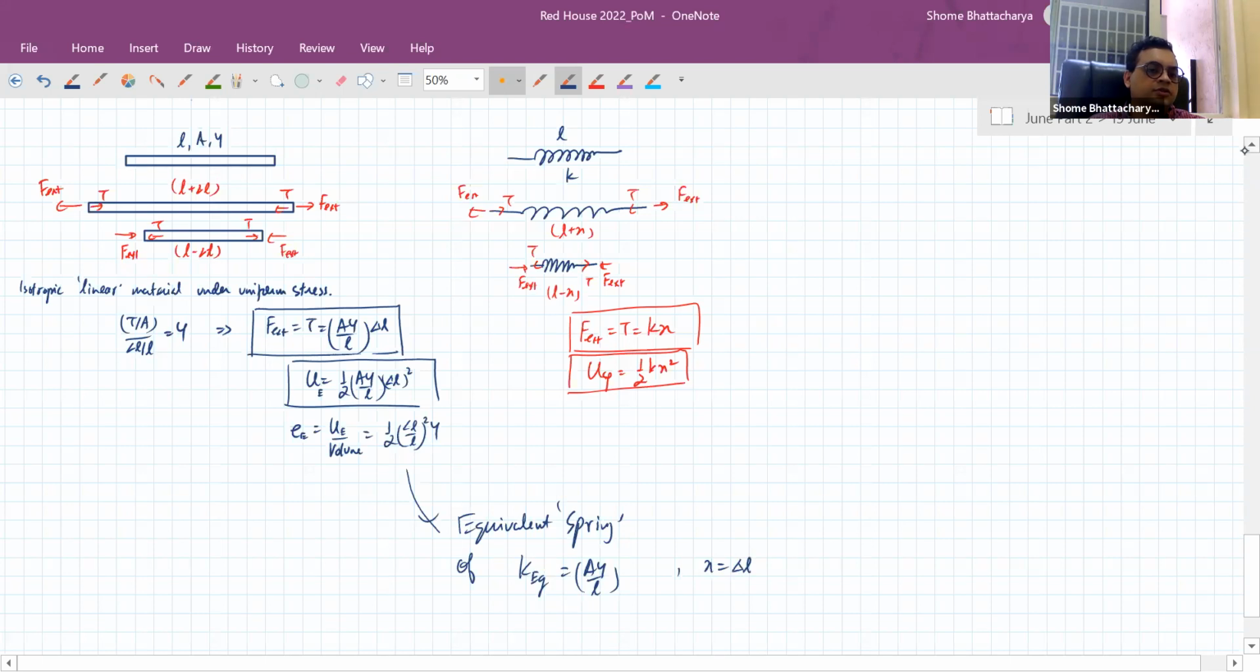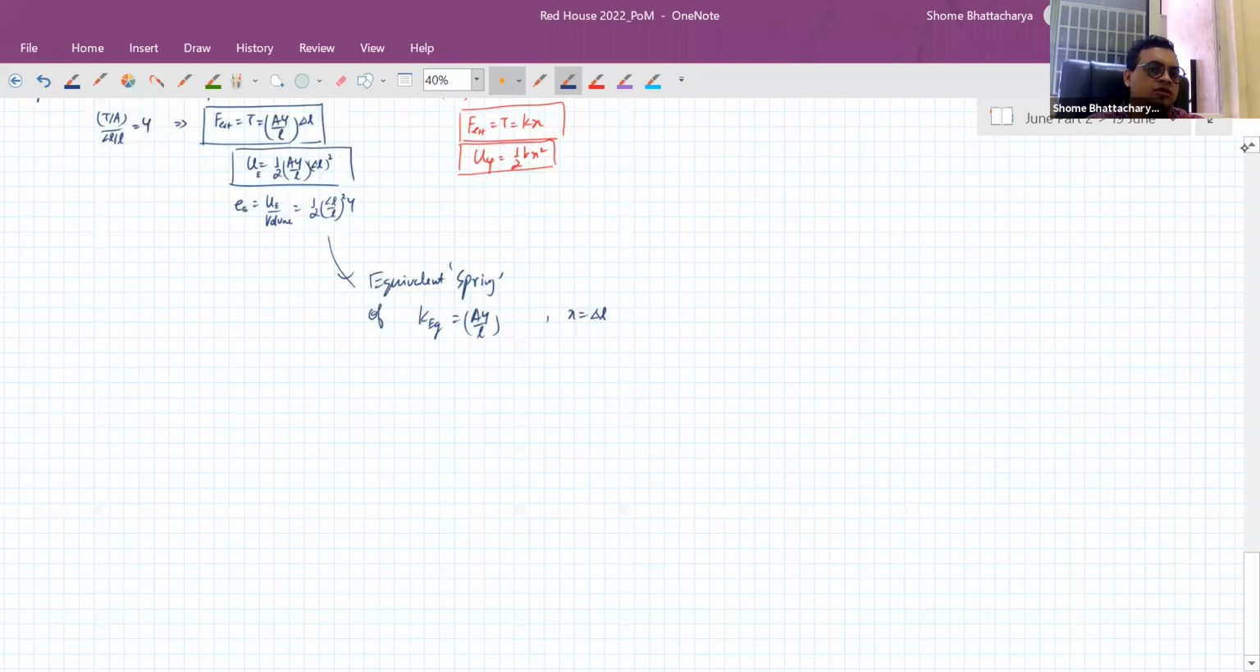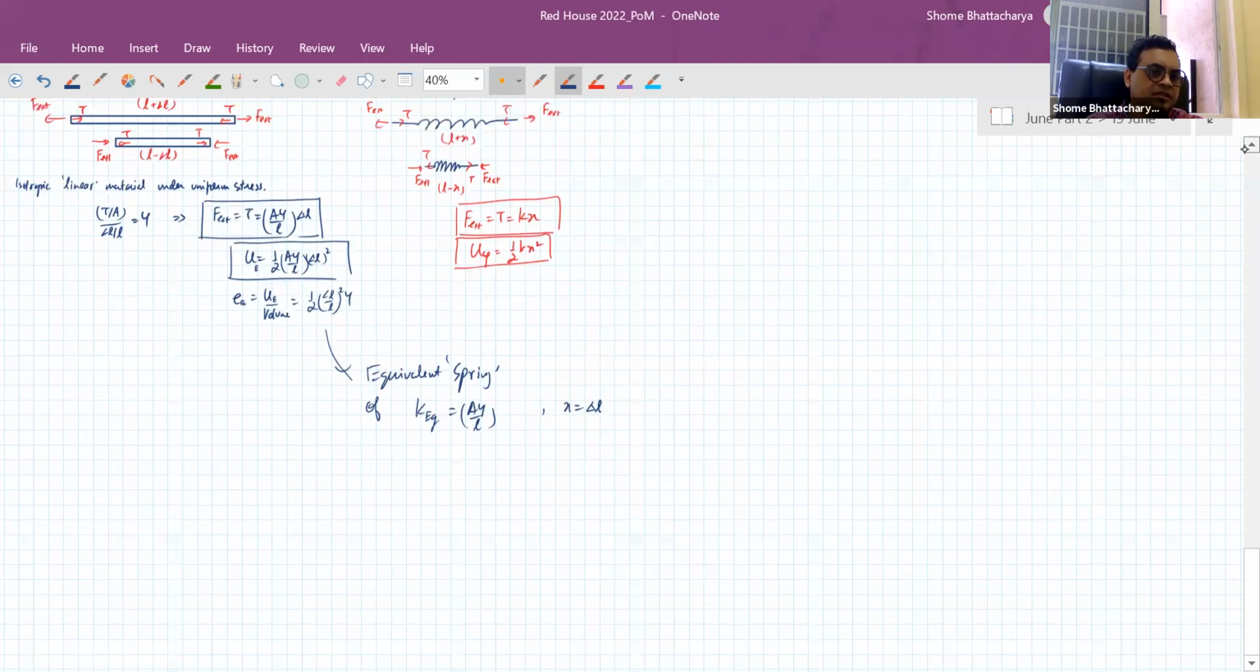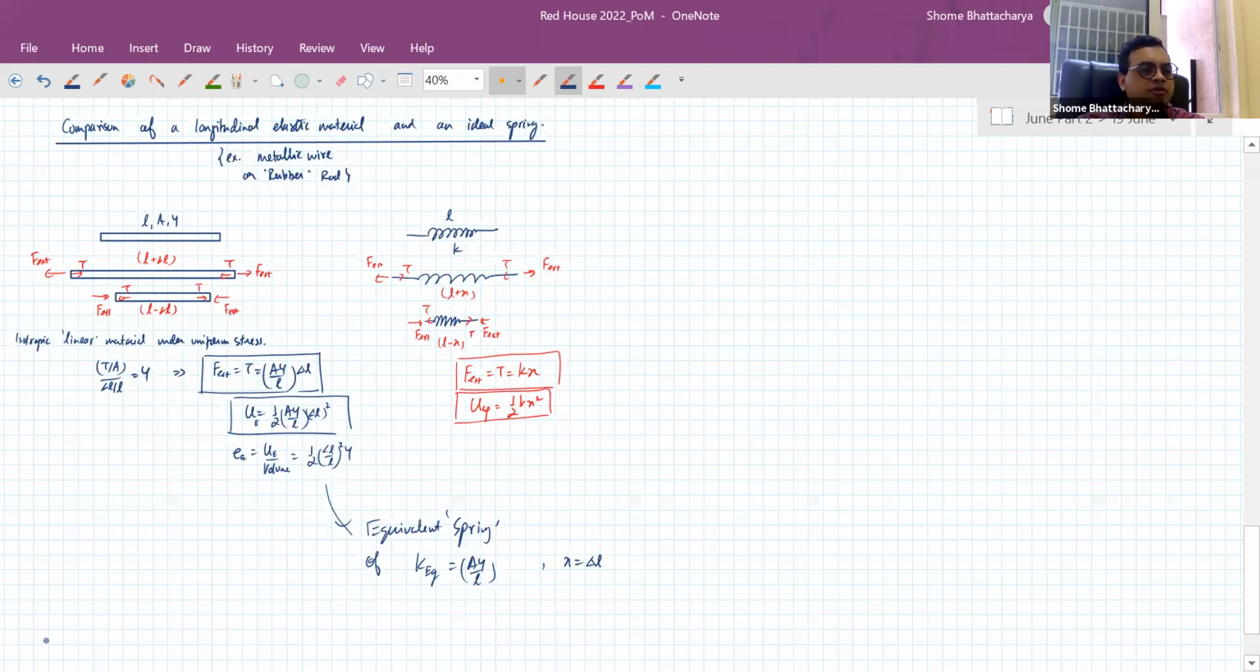So when we are solving questions related to longitudinal elasticity of materials like this, we can do the numerical analysis by replacing the longitudinal material under this kind of uniform stress and strain with an equivalent spring, an equivalent ideal spring. And the equivalent spring constant would be given by this formula, AY by L. So this becomes very useful. It's easy to remember these formulas by relating them with an equivalent spring constant, and it's also easy to apply the concepts when there is a combination of materials. So we'll discuss that next.